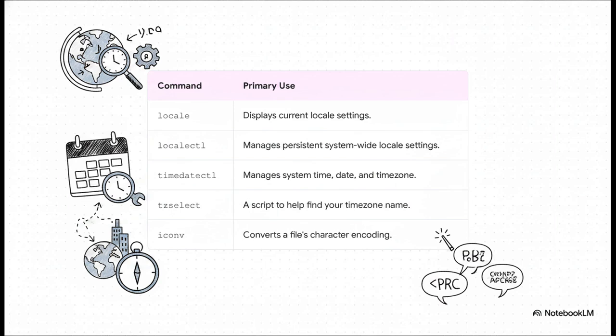So let's do a quick recap of your essential toolkit. You've got locale to check your current settings. You use localectl and timedatectl to set them permanently. If you're not sure of the exact name for your time zone, tzselect is a really handy script that will walk you through finding it. And of course, iconv is your go-to tool for fixing any of those pesky file encoding issues.